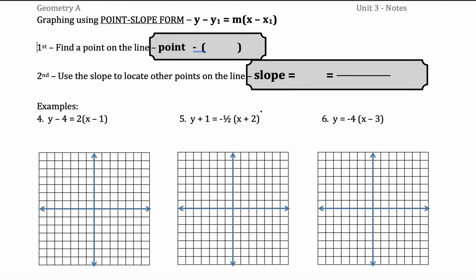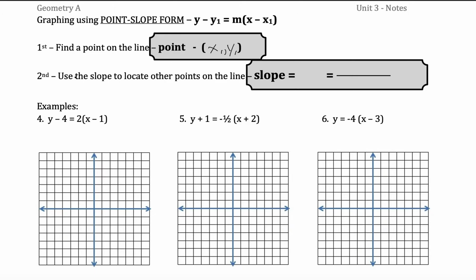To graph a line that is given to you in this form, the first thing that you're going to want to do is find a point that is on the line. To find that point, you're going to pull out from the equation your x1 and your y1. Now, be aware that in the original form of the equation, those are subtraction signs. So if you're given the equation where there are addition signs, you're going to need to correct that in order to properly pull out the point to plot onto the graph.